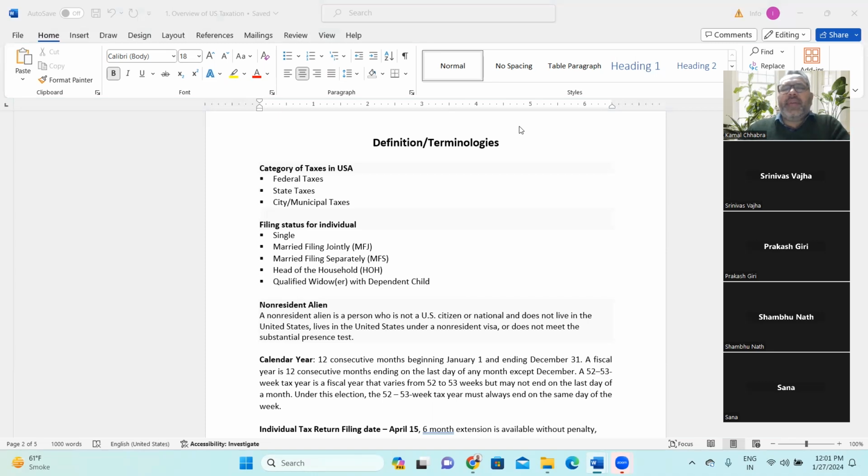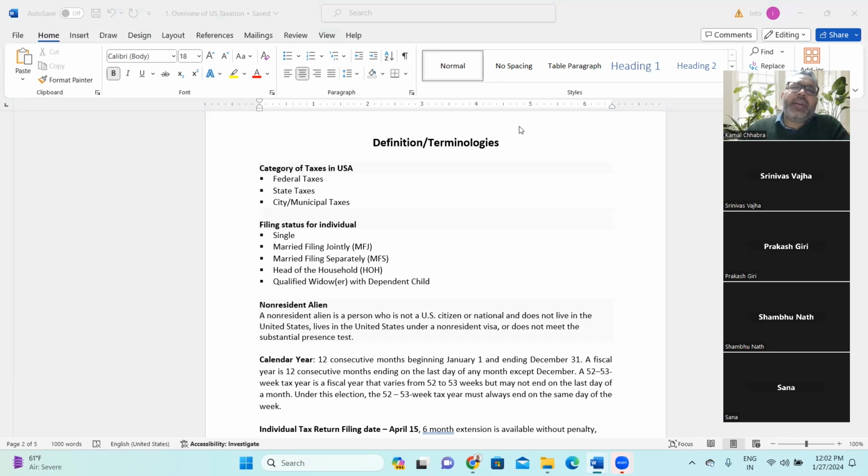Next one is qualified widower with the dependent child. Qualified widower can be male, can be female, right? And one more thing I wanted to bring to your attention. When I say married filing jointly, it can be of any sex. It can be male and female, male and male, or female and female, right? All kinds of sex who are married, because marriage is legal in the United States of America, can file a joint return.